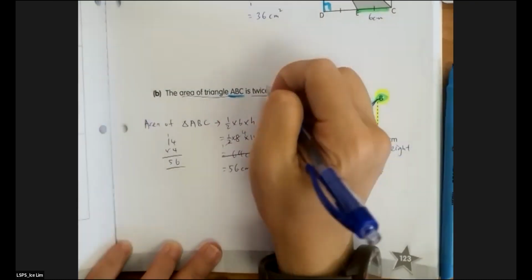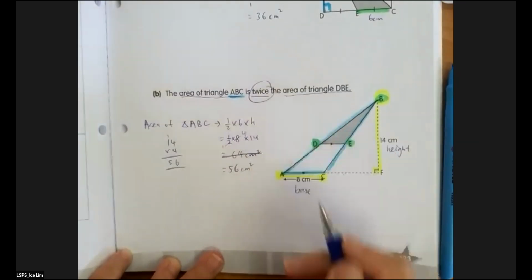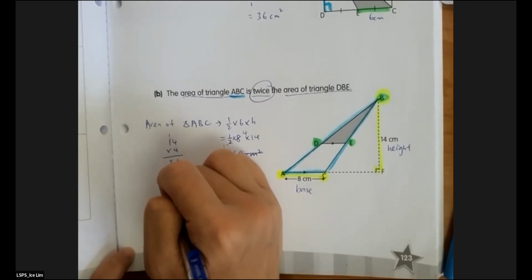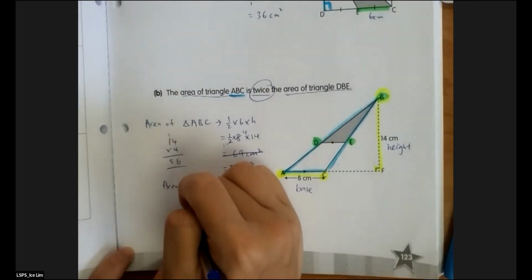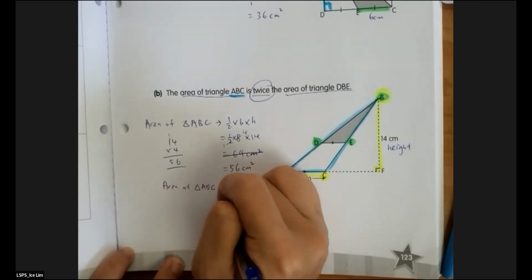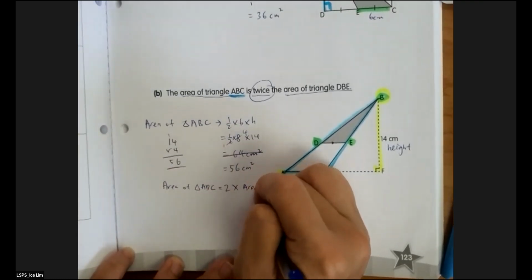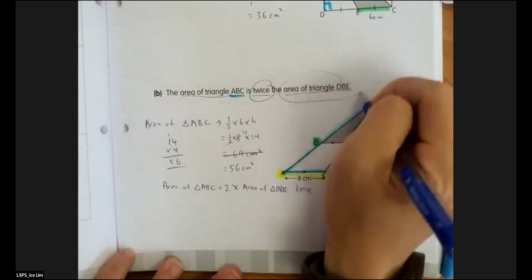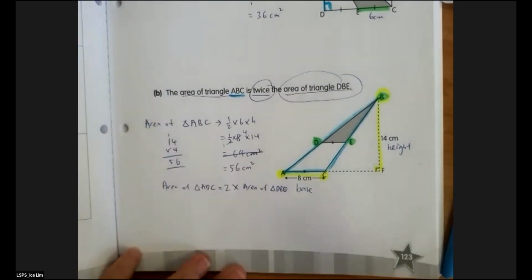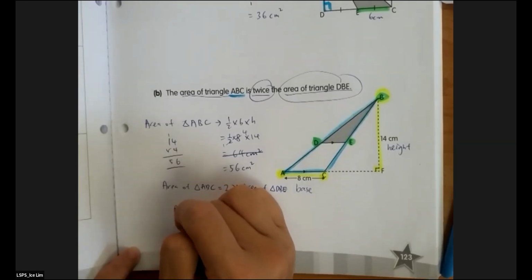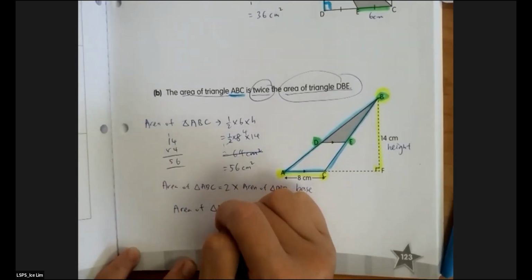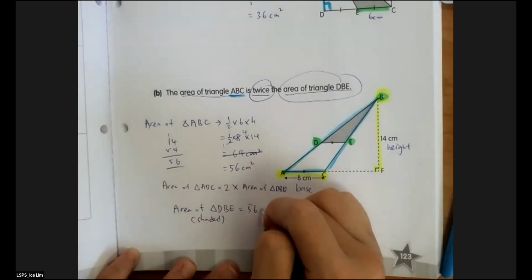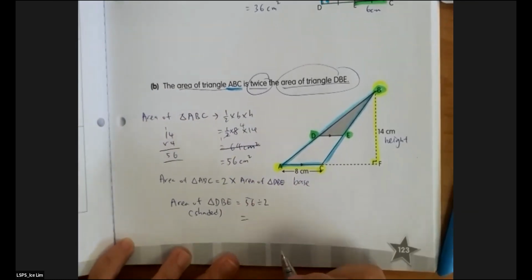Then here says it's already twice. What does this sentence mean? Very good. Some of you are very fast already. That means I can already get it. So this statement means that area of triangle ABC is equal to 2 times the area of triangle DBE. So if I want to find the area of triangle DBE, I just need to divide ABC by 2. In other words, area of triangle DBE, which is the shaded part, will be 56 divided by 2, and that is 28. Very good.